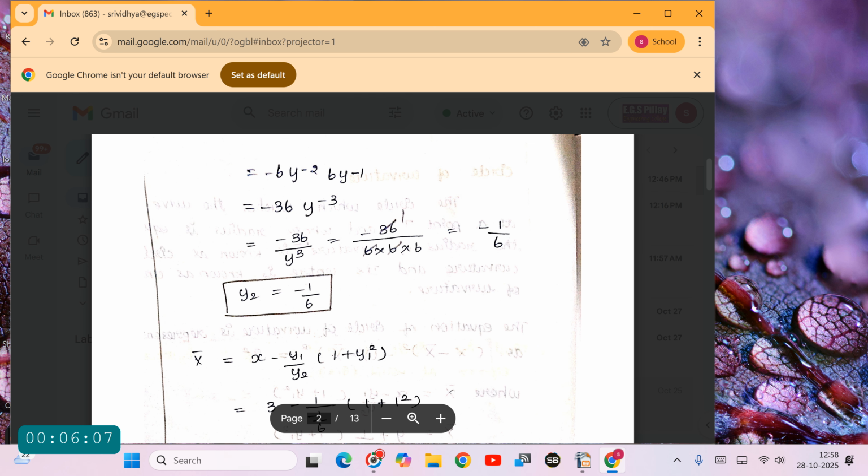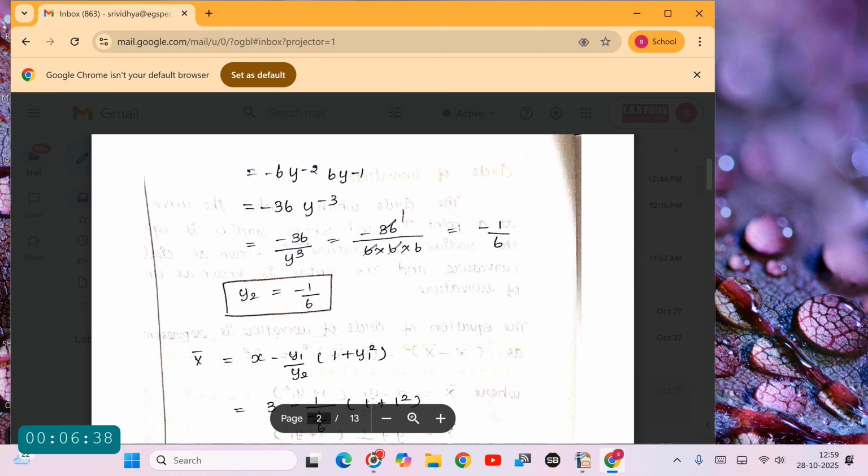Then we get minus 36 divided by y cube, that is 6 into 6 into 6. So we are getting y2 equal to minus 1 by 6. So the first thing we found is that the value of y1 at the point (3, 6) is minus 1, and the y2 value is minus 1 by 6 at the point (3, 6).